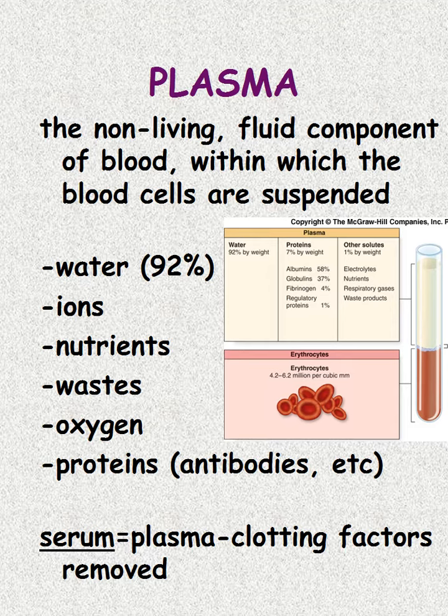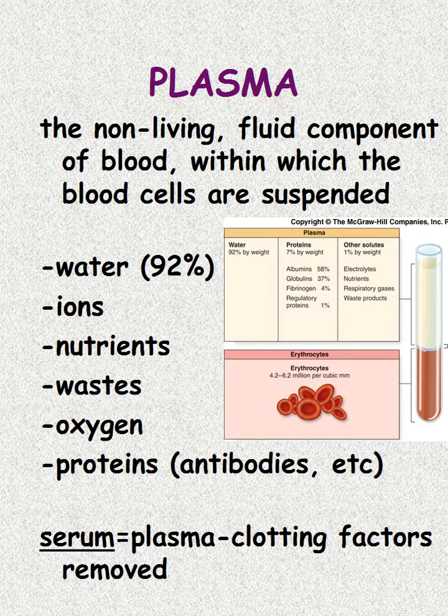Globulins are also proteins that are found within plasma, which make up about 37% of all plasma proteins. They act as defense molecules to protect the body against pathogens that may cause diseases. Fibrinogen makes up about 4% of all plasma proteins and is responsible for blood clot formation. And then our regulatory proteins are less than 1% of all plasma proteins, and include the enzymes, proenzymes, and hormones that are being transported to other parts of the body.